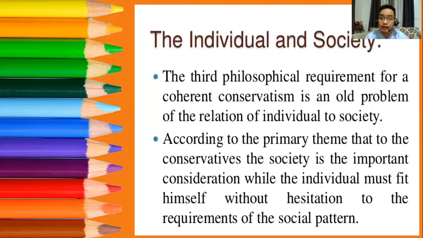The individual and society. The third philosophical requirement for a coherent conservatism is an old problem of the relation of the individual to society. According to the primary theme, to the conservatives, the society is the important consideration, while the individual must fit himself without hesitation to the requirements of a social pattern.